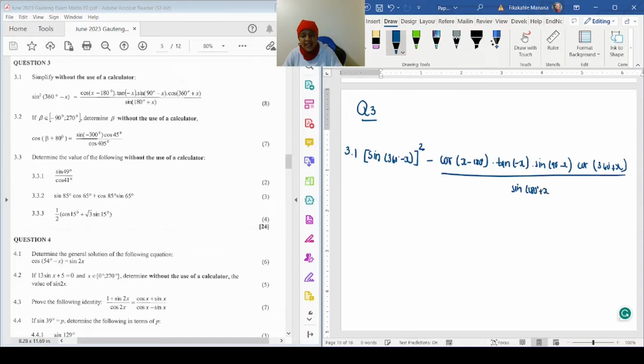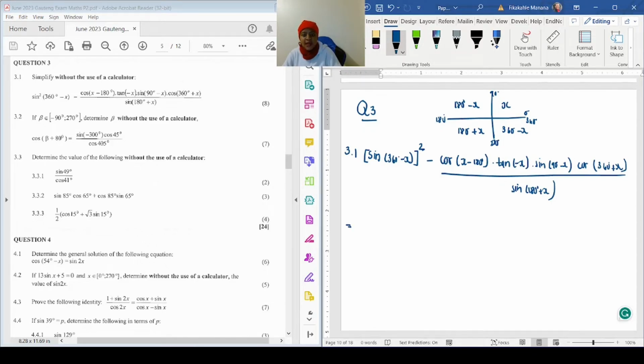sine of 180 plus x. At this point, please draw for yourself a Cartesian plane just to remind yourself what's what. I'm going to use x. So this would be 180 minus x. This would be 180 plus x. And that would be 360 minus x. This is where we have 0. That's 90, 180, 270, 360. Okay, that helps.